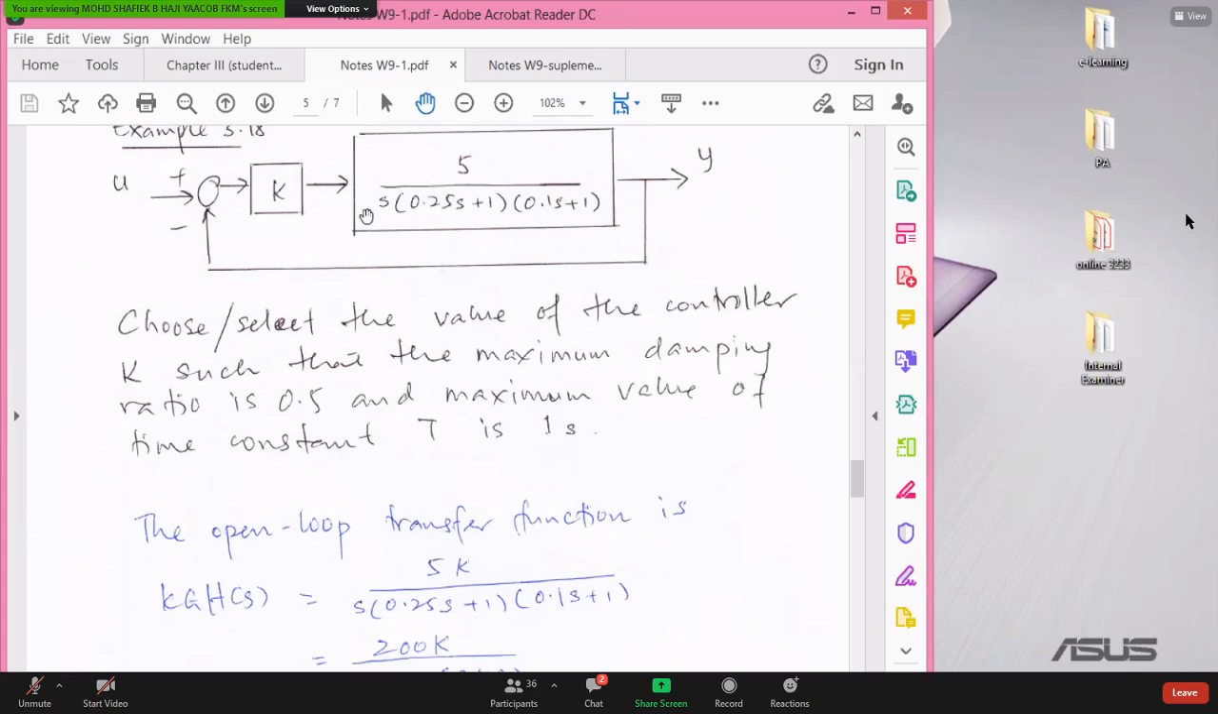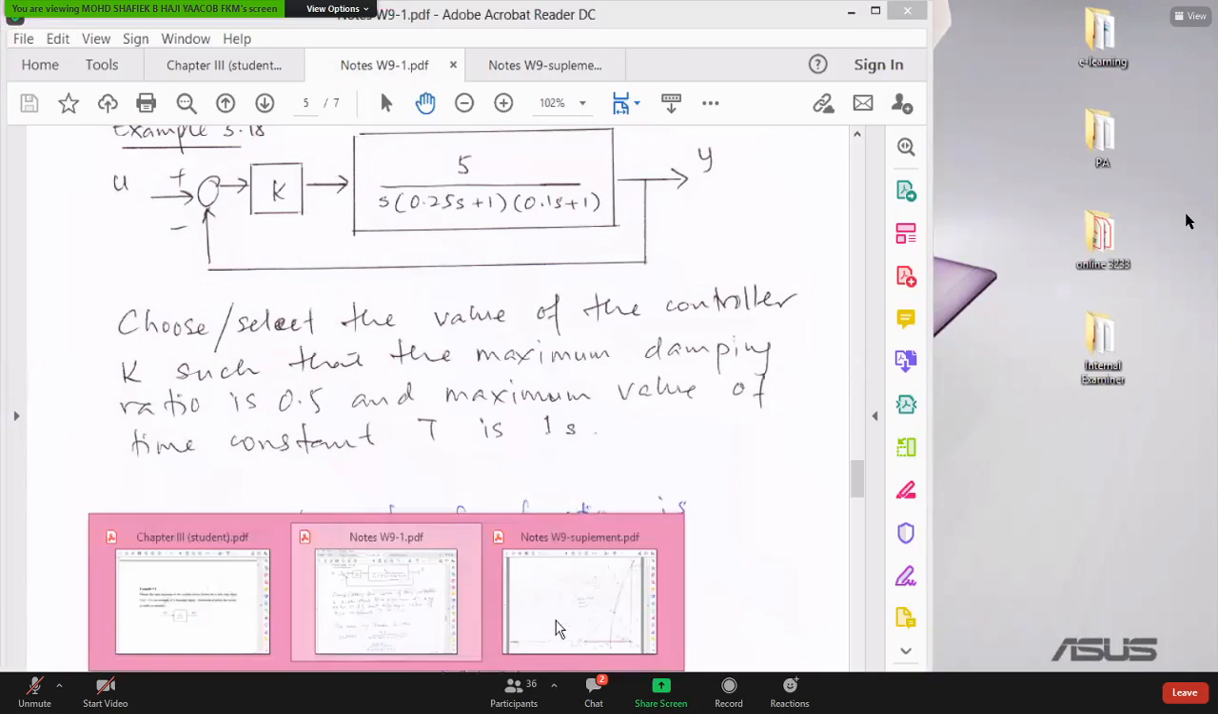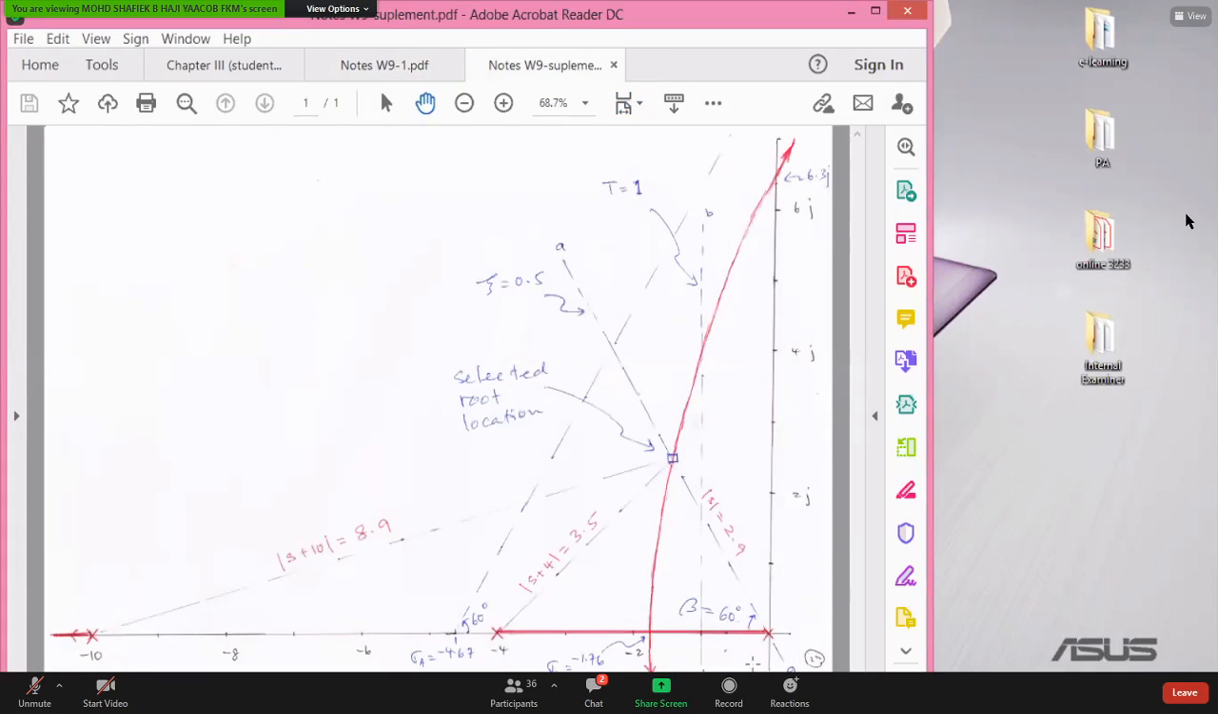So the question wants us to select the value of k such that it meets the specification of damping ratio and time constant. We know that when k is equal to 0, your locus starts at the pole. When k keeps increasing, it's going to go from the origin to the left, and then it's going to break, as k increases until infinity. That is the path taken by the roots, all possible paths taken by your roots when k is increased from 0 to infinity.